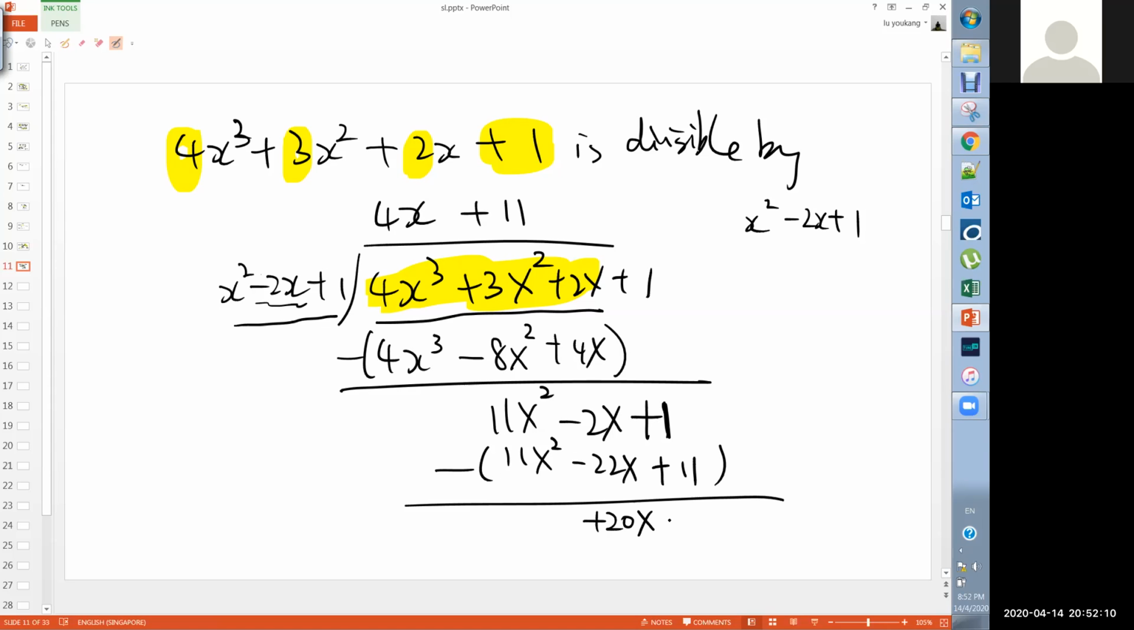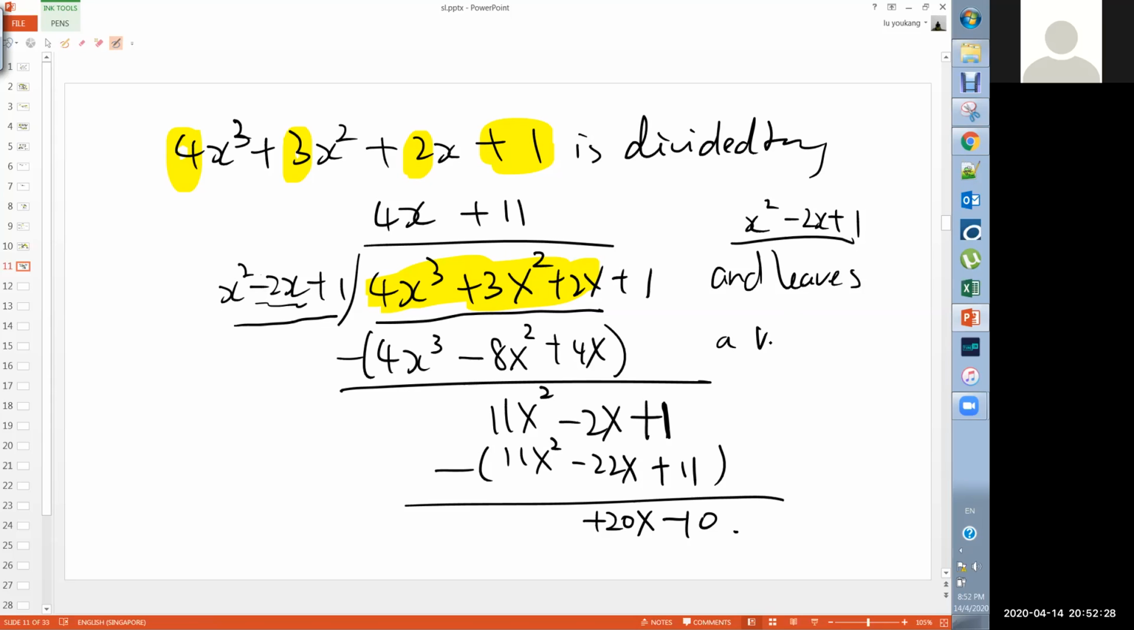Minus plus, minus, so minus 10. So that means this is not divisible. So that means this statement is divided by this, divided by this thing, and leaves a remainder of this one. After I go through the long division, then I realize I have a remainder.